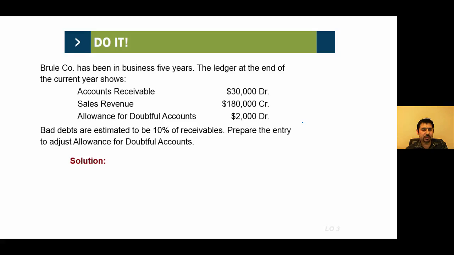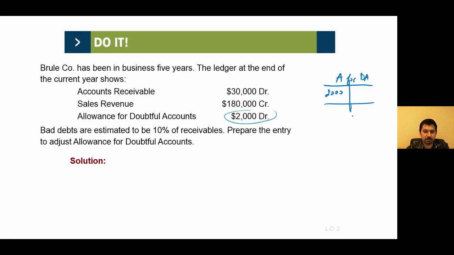So bad debts are estimated to be 10% of receivables. Prepare the entry to adjust allowance for doubtful accounts. When we have a question like that, it is best to use the T account. At this point, they are asking us for the adjustment for allowance for doubtful accounts. So allowance for doubtful accounts. The beginning balance was 2,000 on the debit side.